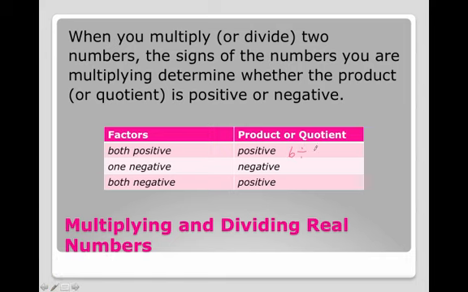6 divided by 2 equals 3. My quotient is positive, both of these are positive. If one is negative, so I've got 6 divided by negative 2, my answer is negative 3. If both are negative, that means my result is positive. Negative 6 divided by negative 2 gives me a positive 3. Okay, hopefully you guys remember those rules.